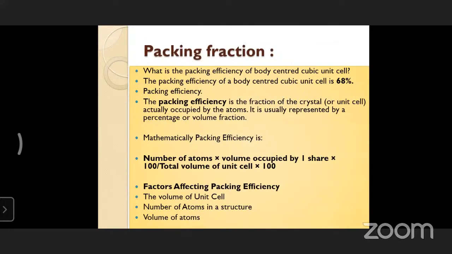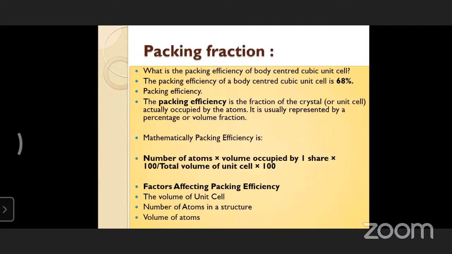In the IIT class, packing fraction and packing efficiency were already discussed. However, the complete explanation with good efficiency might not have been completed there. So the remaining topics, whatever we have, we will discuss in this class.